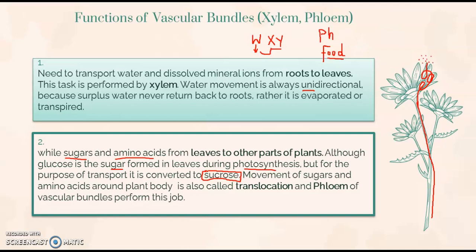Movement of sugars and amino acids around the plant body is also called translocation. Translocation means changing location, and phloem of the vascular bundle performs this job.